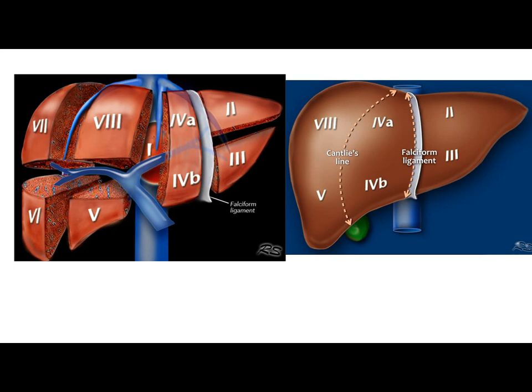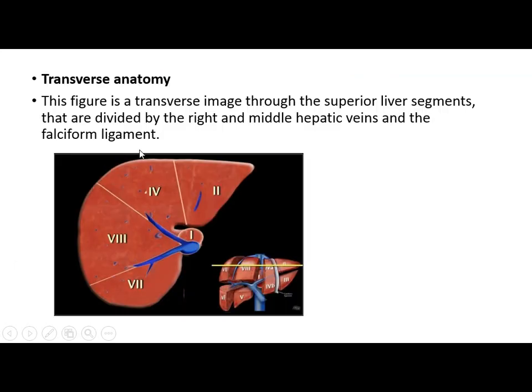Second, for localization purposes: when you say there's a mass in segment 4, everybody knows what segment 4 is and where to look for the mass, for future imaging, for surgical intervention, for percutaneous intervention, treatment, whatever. So it is important for localization and for surgical resection. And as we see segment 1, it's posterior; we can see it clearly in this picture.